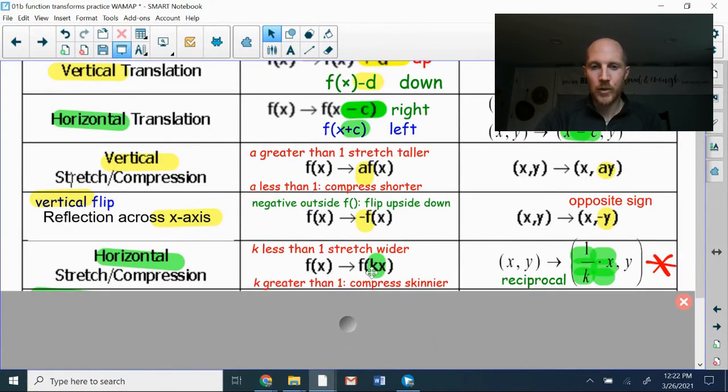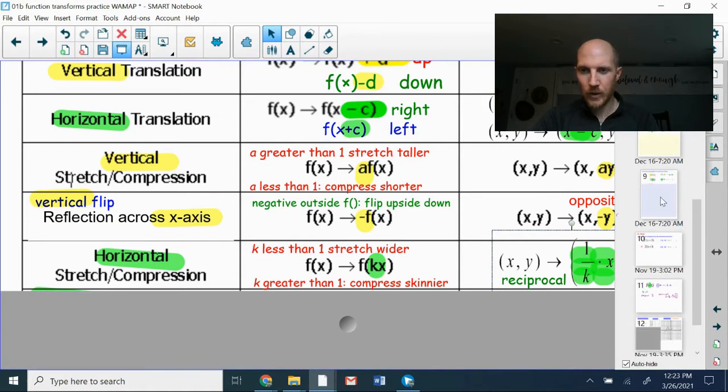So we've got that number. It's called a k on the notes, but that number multiplied by x inside the parentheses. What I'm supposed to do is take that k and get the reciprocal. So my number was 4, so I'm going to do the reciprocal of 4. That's 1/4. That is what I multiply to find my new x coordinate.